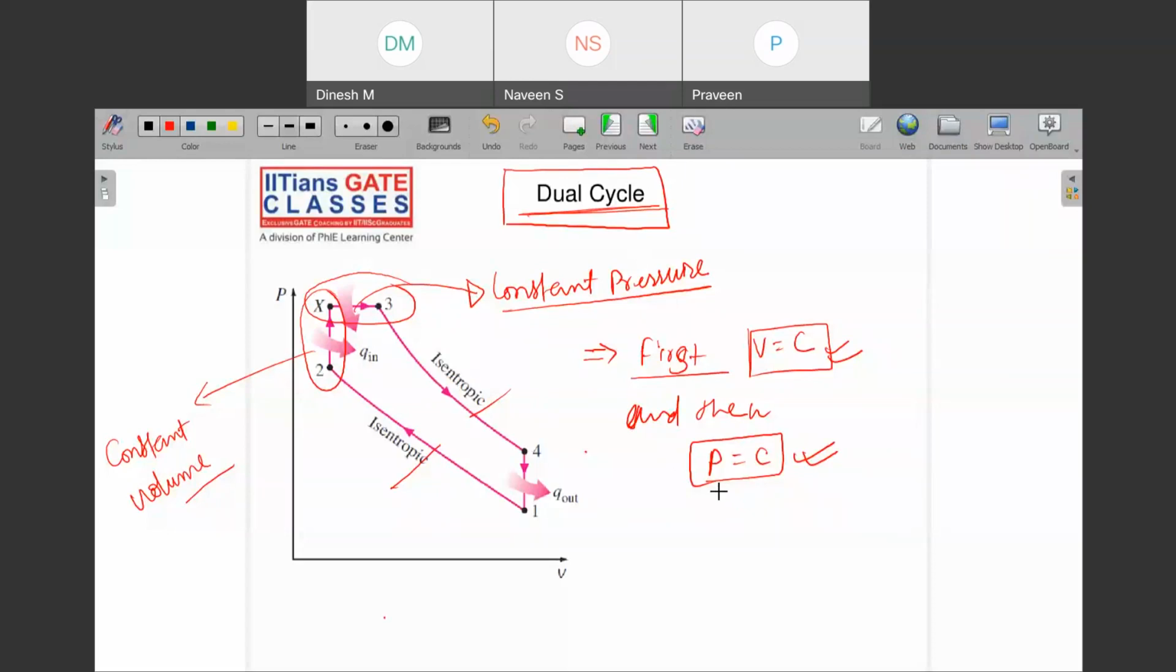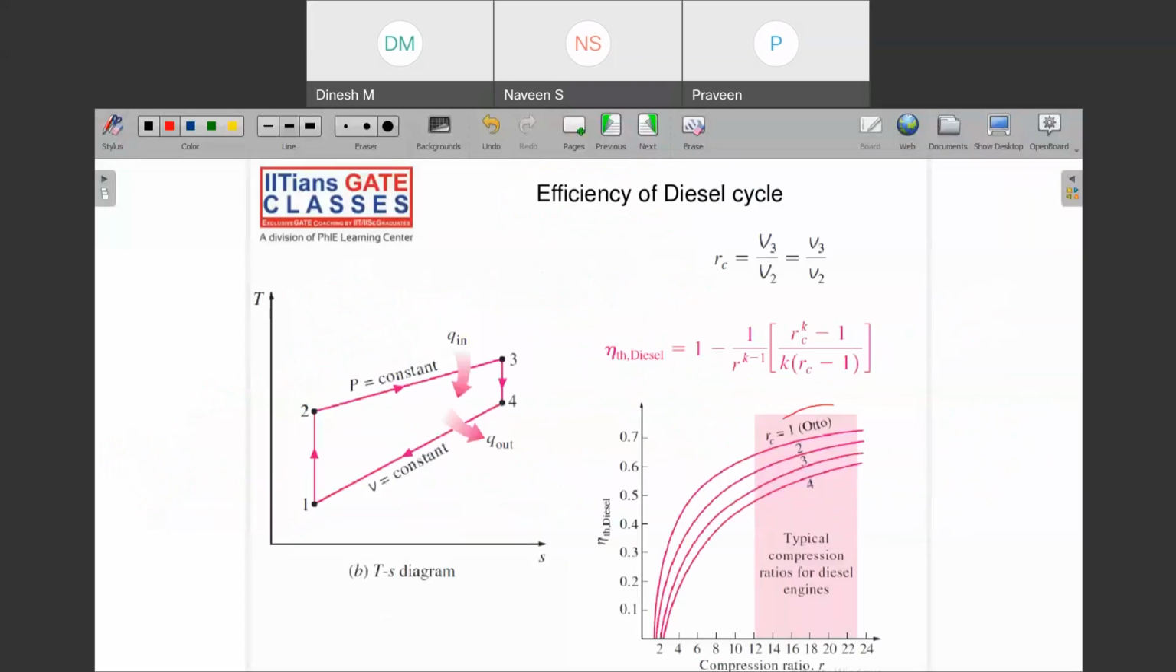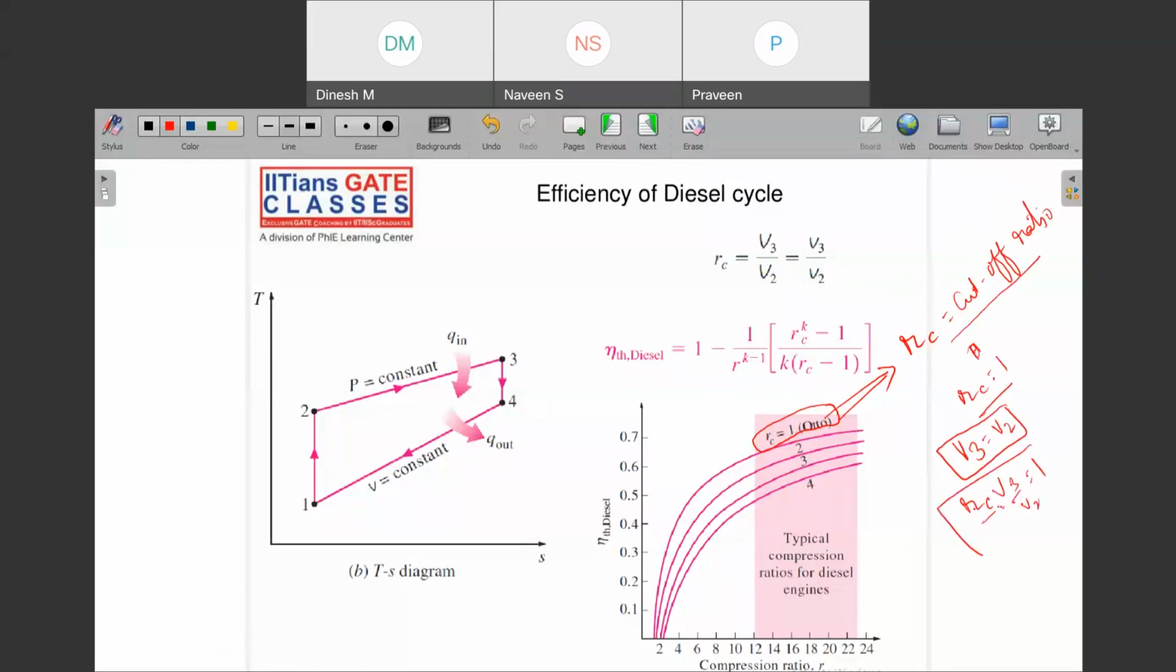And how do you relate your Otto cycle and diesel cycle? This value is the cutoff ratio, right? So if your cutoff ratio RC is equal to 1, what does it mean? That your V3 is equal to V2. Why? Because RC was the ratio of V3 upon V2, and if this value is equal to 1, then V3 is equal to V2.